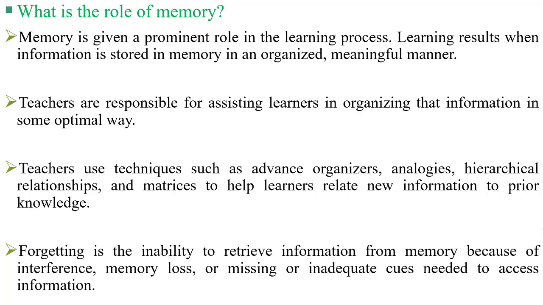So cognitivism believes in storing information in memory, and forgetting is not being able to retrieve certain information from memory because of interference. We're going to see memory loss, so interference. We have memory loss, missing or inadequate cues needed to access information.